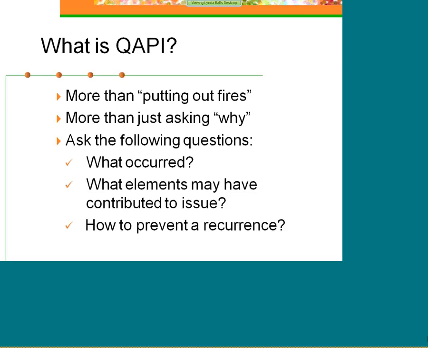We want to do more than just ask why. We need to ask the questions: what happened here? What particular thing occurred that may have contributed to the problem we're experiencing right now? And the idea is, how do we prevent the recurrence from happening? So that's why we have to look long-term. We do root cause analysis in order to identify those things and then try to fix them.